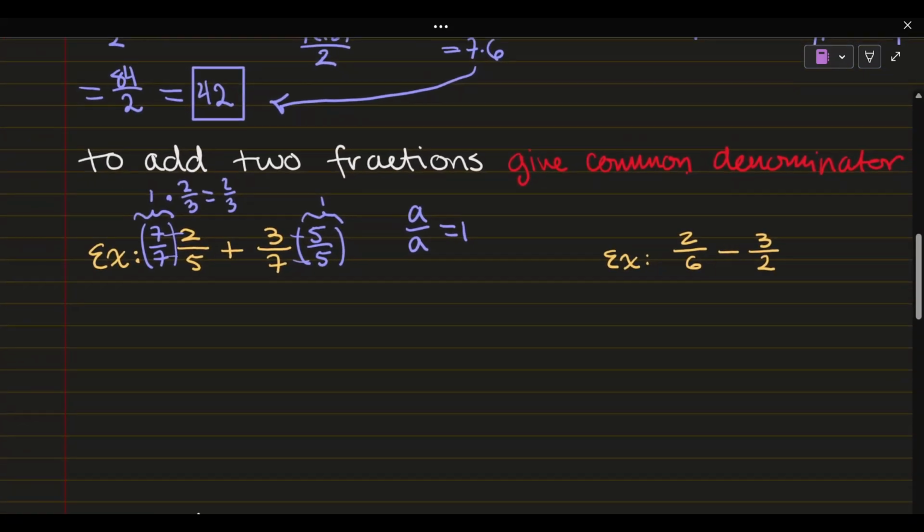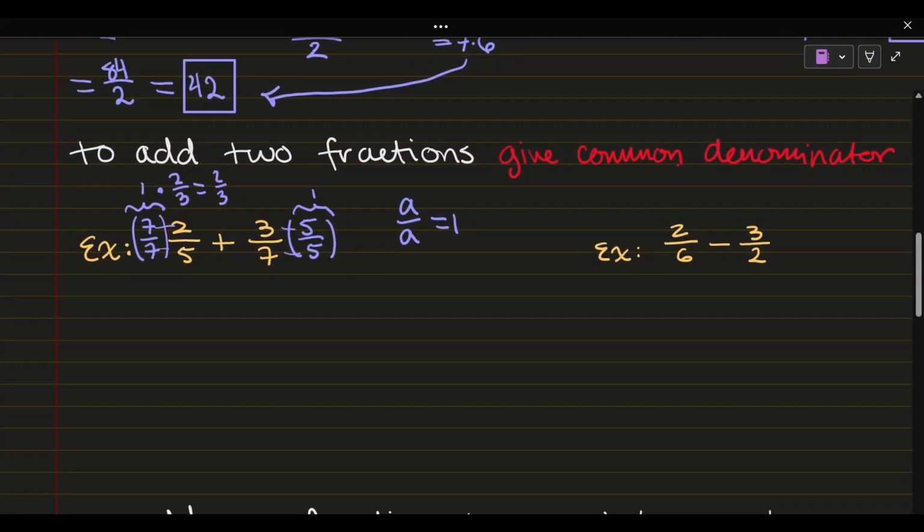Okay, so carrying out this multiplication, 7 times 2 is just 14. 7 times 5 is just 35, plus 3 times 5 is 15, over 7 times 5 is 35. So I have 14 over 35 plus 15 over 35.